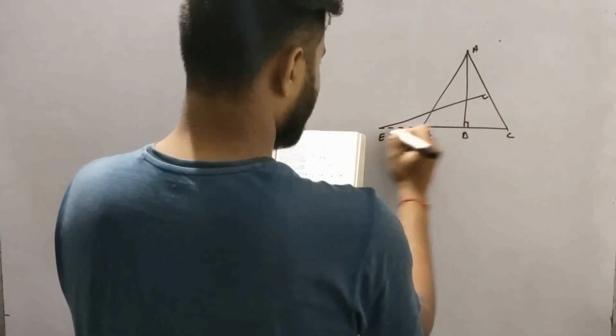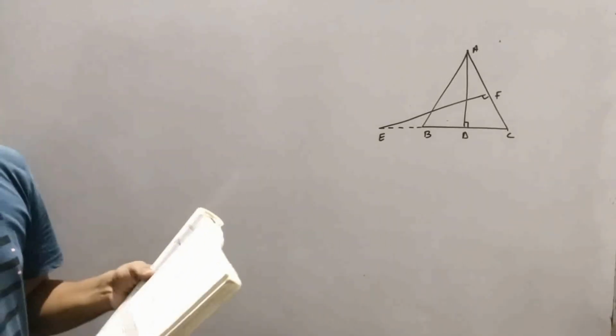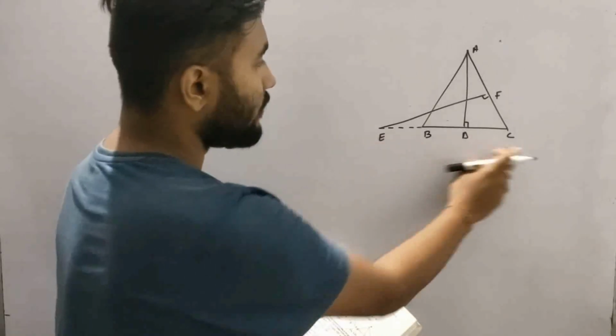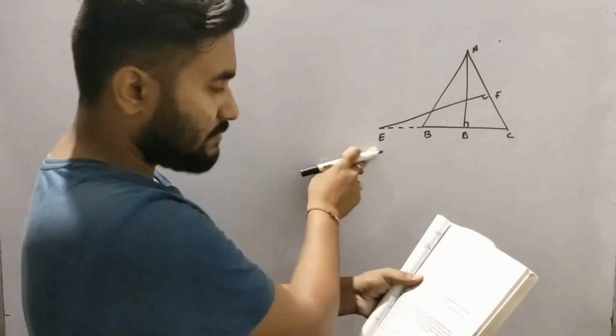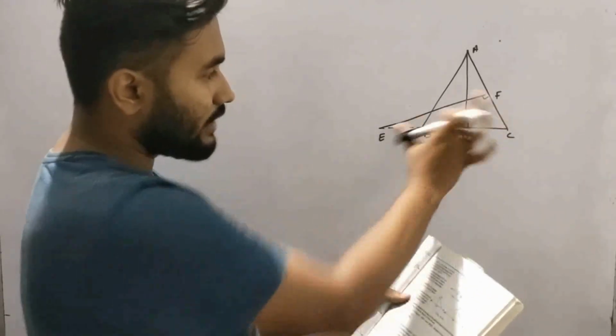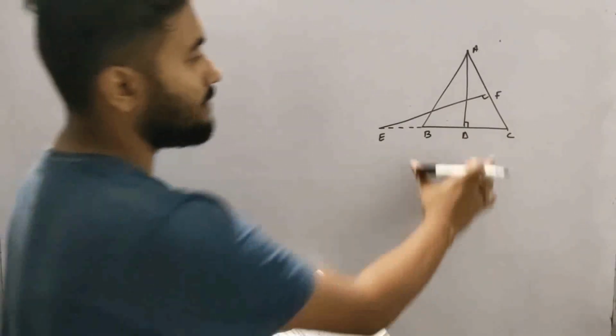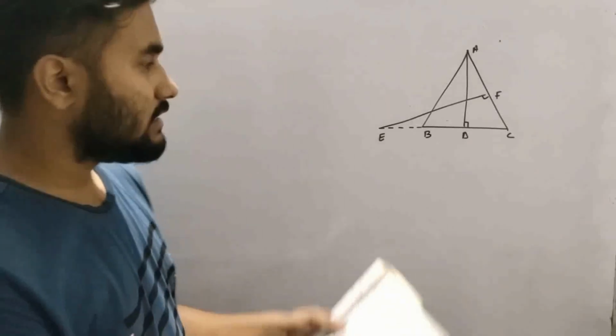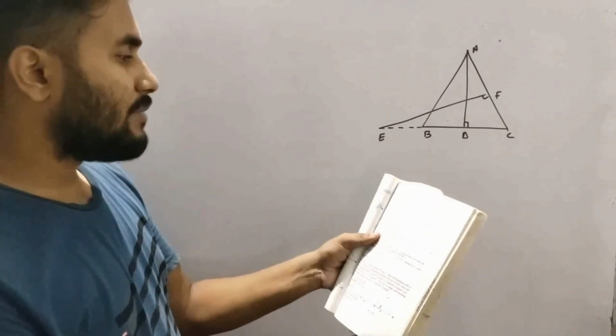Okay, so this is question number 11. What is given? E is a point on side CB produced, of an isosceles triangle ABC. So ABC is an isosceles triangle. That means our AB will be equal to AC.